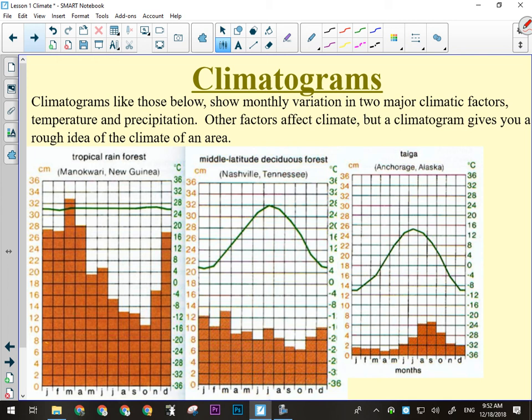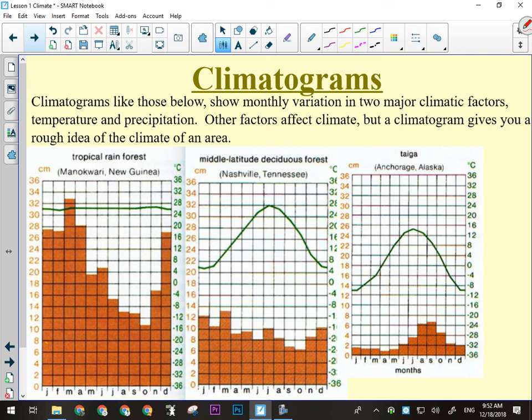Okay, and then we'll talk about climatograms here. So, okay, climatograms basically only show us two of the components of climate. They show us precipitation and they show us temperature, right? We don't really need to know the other two. This is just telling us kind of some weather patterns about a particular area.